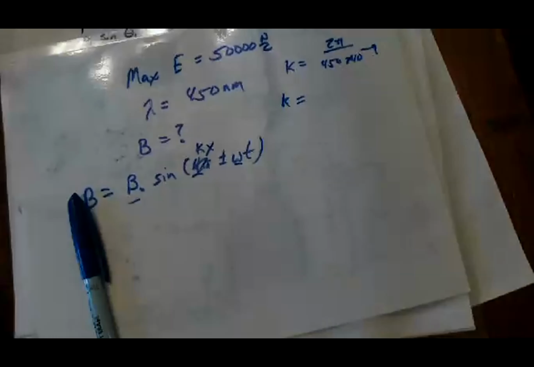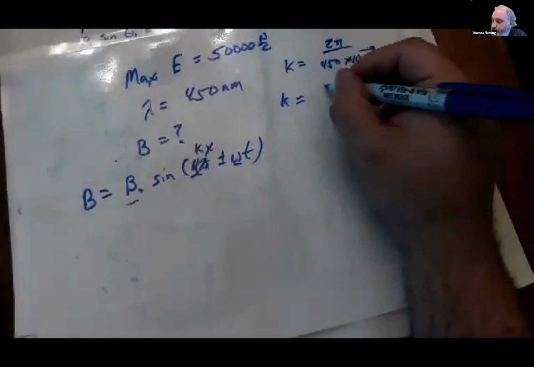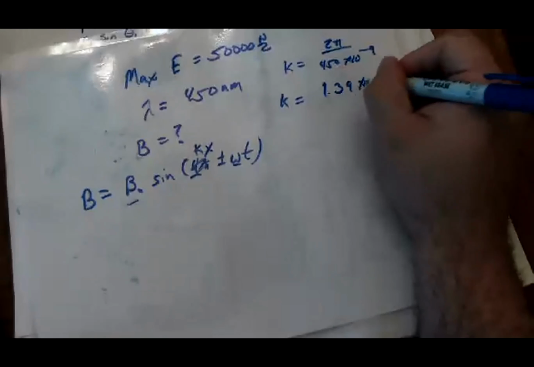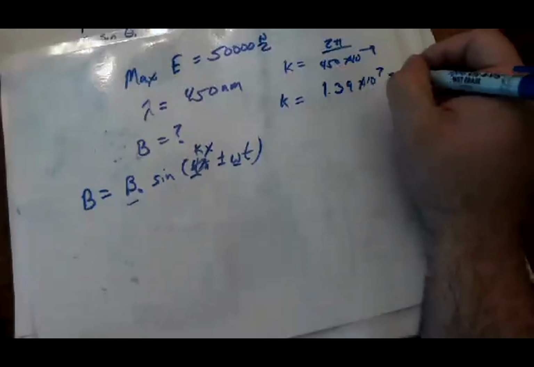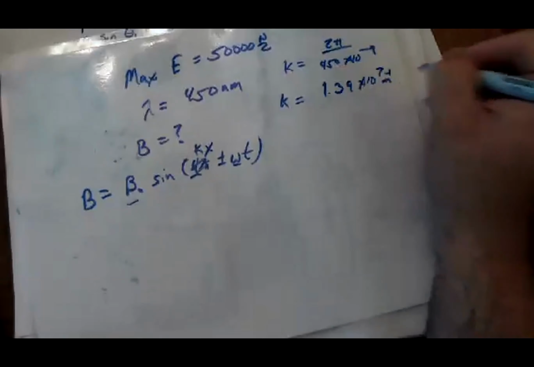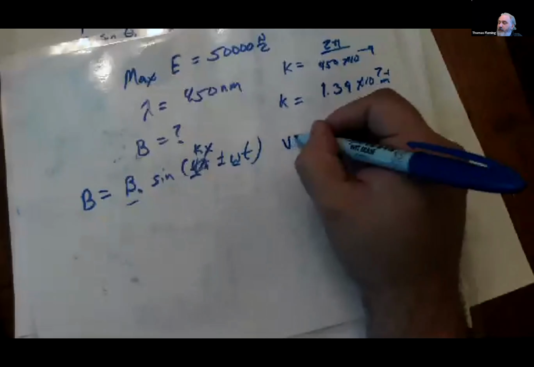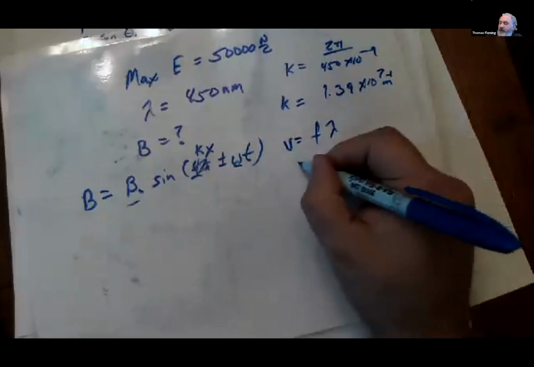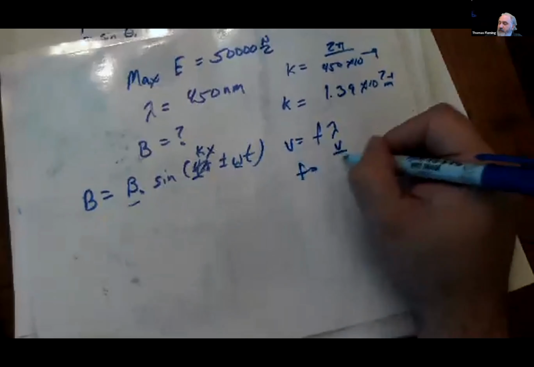And E is equal to C over B. Hold on. So you can find B0 because E0 is equal to the speed of light times B0. And then we already know that omega is 2 pi times the frequency. So we know that V equals F times lambda. So F is going to equal V divided by lambda.